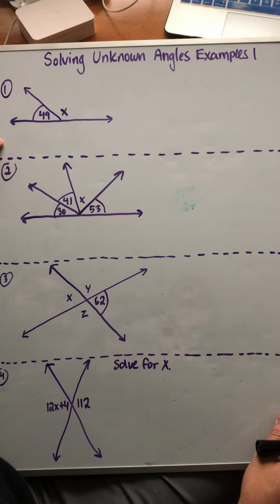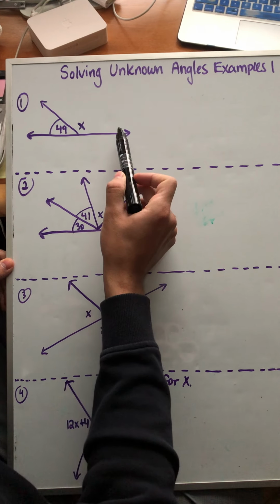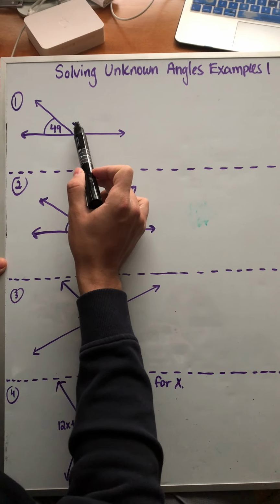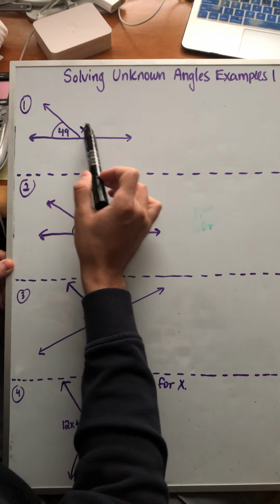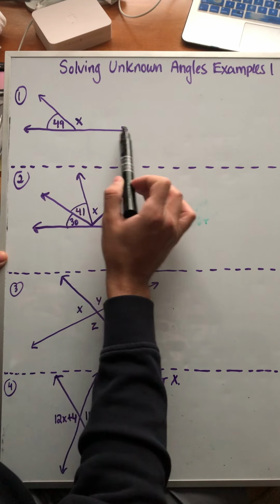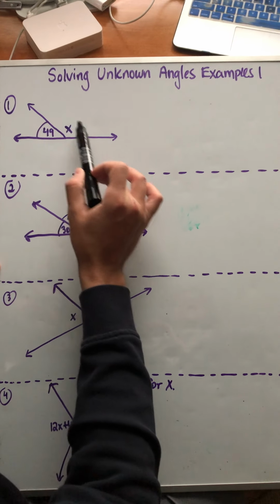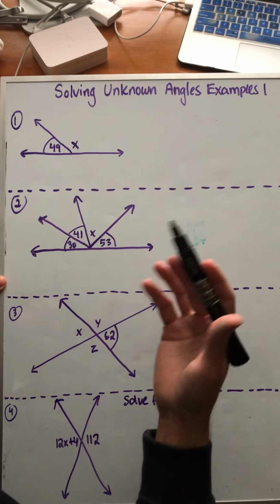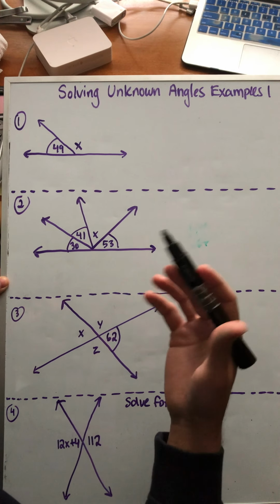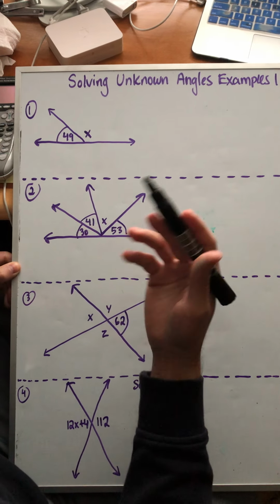So for number 1, we have a straight line, and we are trying to solve for x. We have two angles here. The fact that we have a straight line, this is what you need to know: all the angles that are correlated with that straight line add up to 180. They're supplementary. So these two angles should add up to 180.